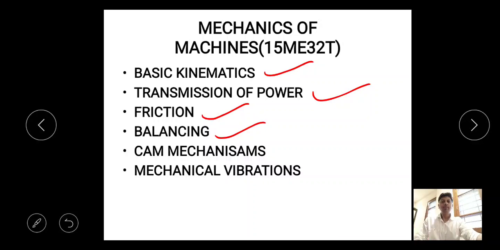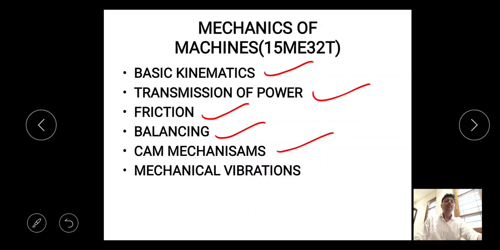Then we'll be discussing cam mechanism. What do you mean by cam? How does the cam work, where is it used? And how to draw the cam diagram, very important. That is 10 marks theoretical, and 20 marks you will be getting direct problems on cams.